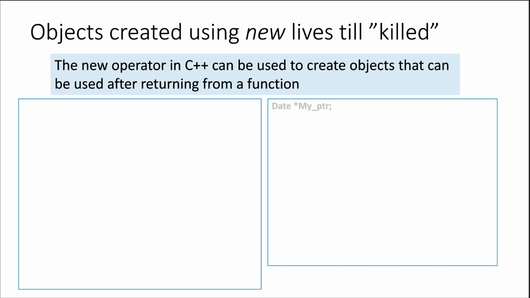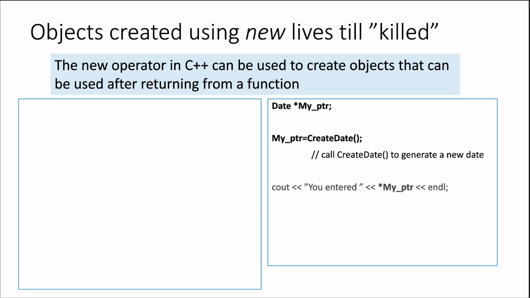I'll show you that. Observe here what we are doing. Observe the program. So you have date, star myPTR. You have created a pointer of data type date, or date might be a class now. It's not a data type, it's a class. myPTR equal to create date. I mean, you called create date, and that will create a date and give the pointer to myPTR.